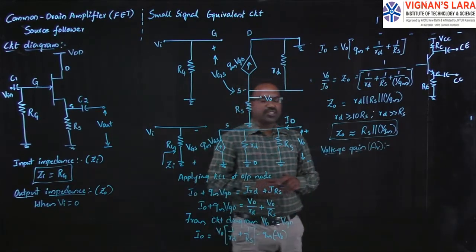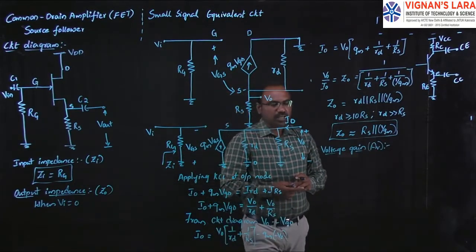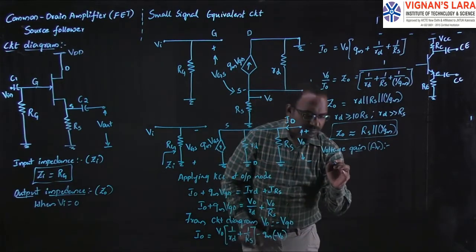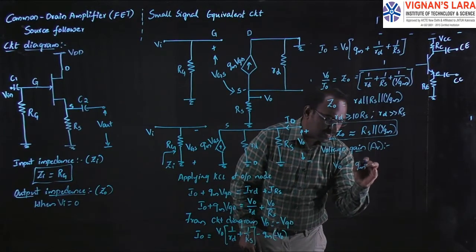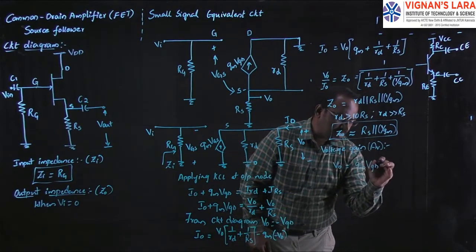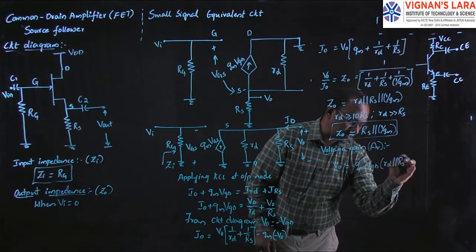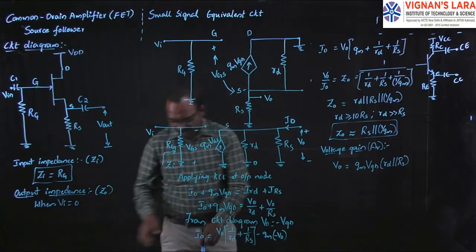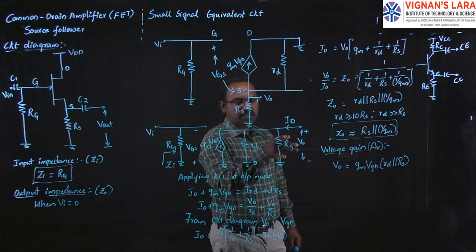Right, it is the ratio of output voltage by the input voltage. So from the circuit diagram, I can write V0 is equal to gm VGS into RD parallel with RS. I hope you got how this equation came. Why? Because here V0 is nothing but the drop across this.